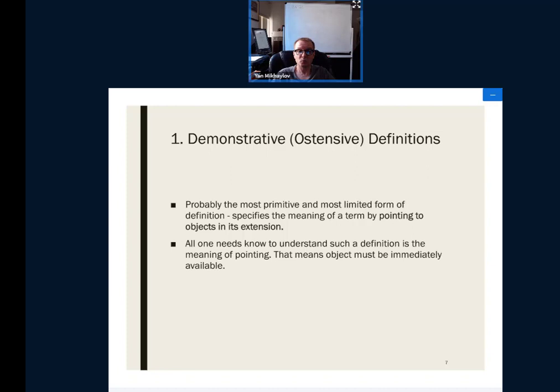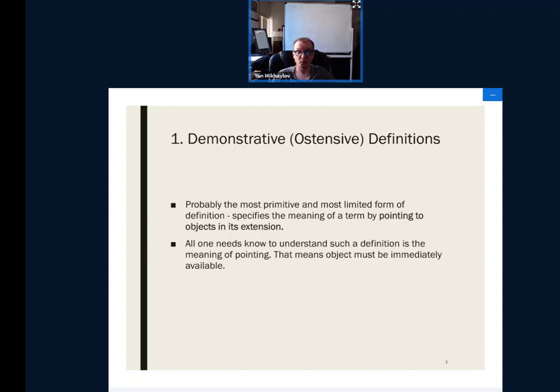Pointing. Demonstrative or ostensive definitions. Note that both names apply. You can remember them by either one, but I would suggest that you remember both, because on the exam it may just say ostensive, and it gives you answer options. Instead of demonstrative, it can say ostensive. Demonstrative is a little better though, because it's a little more clear what's going on here. A demonstration, that is exactly what it is.